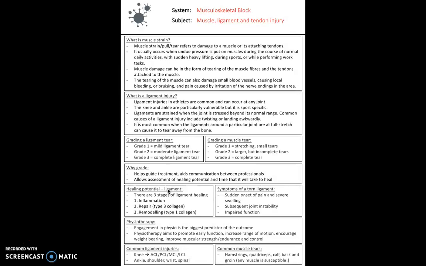The healing potential of a ligament is dependent on 3 stages. First of all there's inflammation, then there's repair where type 3 collagen is laid down, then type 1 collagen is laid down, which is the remodeling stage and where it's more sturdy. Common ligament injuries, as we've already said, are in the knee. There are quite a lot of ligaments in the knee: the anterior and posterior cruciate ligaments, medial and lateral collateral, and therefore it's important that you're aware of these because it's one of these ligaments that's likely to be injured.